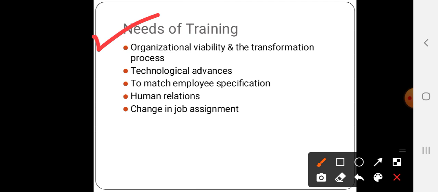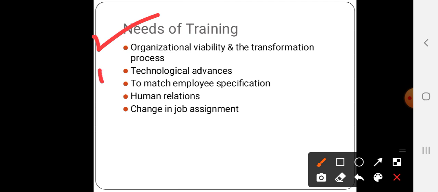First is organizational viability and transformation process. When an organization decides to adopt new changes, first of all, it has to train the employees to impart specific skills and knowledge in order to enable them to contribute to organizational efficiency. It's not always that you have adopted changes at your organization, and if your employees are not aware of those changes, it will be a useless change. So that is why you have to give training to your employees for any new adoption.